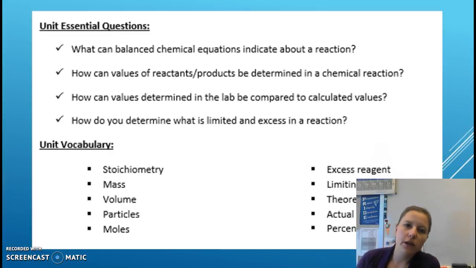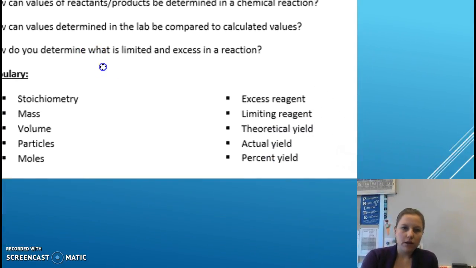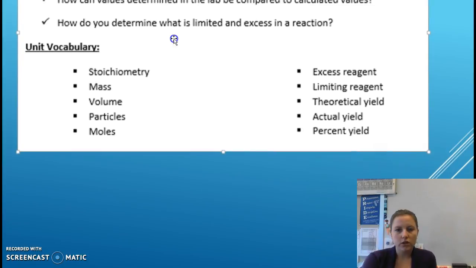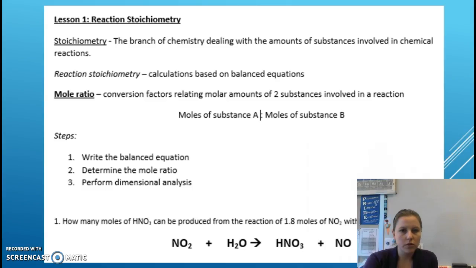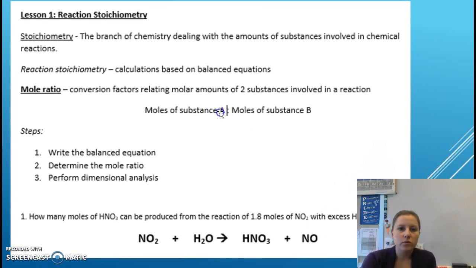So we are now going to begin our next unit, which is on stoichiometry. These are essentially the essential questions for this unit, the main things you want to be able to recognize and know by the end. And you can see the unit vocab there, the main things you want to know before the end of the unit as well. As we move on, the first thing to talk about is what is stoichiometry.